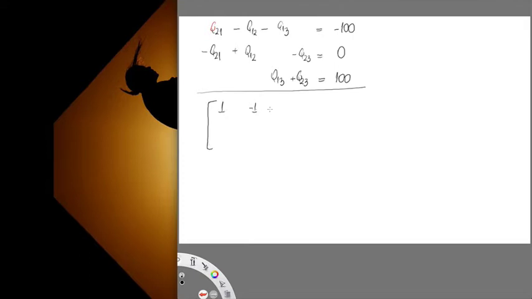So 1, minus 1, minus 1, 0, minus 100; minus 1, 1, 0, minus 1, 0; and 0, 0, 1, 100. Even though I don't have a full matrix and full diagonal, I still want to get rid of this. So I can just add the first 2 and replace this by 1 plus 2, or if you will, R1 plus R2.